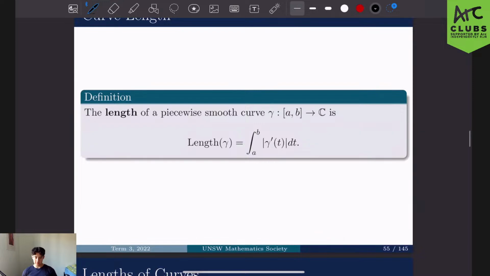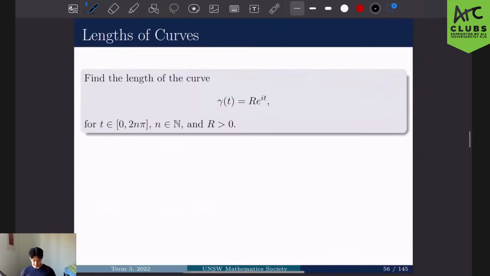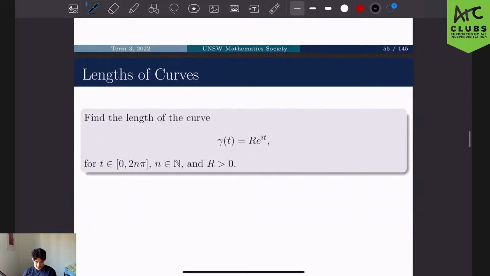Alright, so now we've got the next definition. The length of a piecewise smooth curve is denoted like this, where this is like the real t plus t squared. So I'll explain it more in an example.